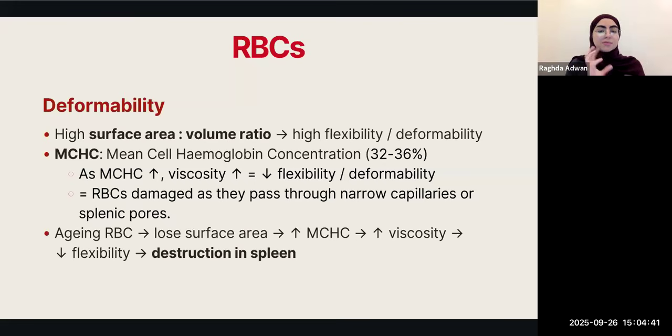And because it's less able to squeeze and bend, it becomes damaged as it passes through these narrow capillaries and splenic pores, and this is what leads to its death. So this is the natural process of how red blood cells start to age, and they lose surface area and they become more viscous and less flexible, and therefore they will end up being damaged as they squeeze through, and this leads to their destruction in the spleen.